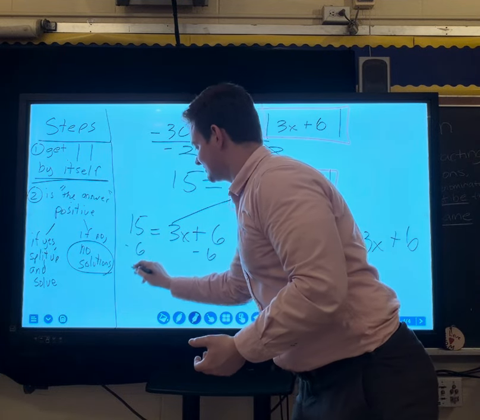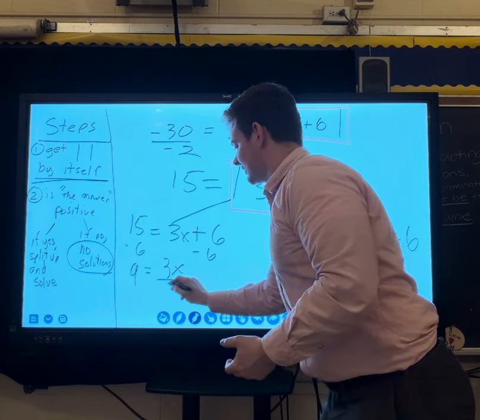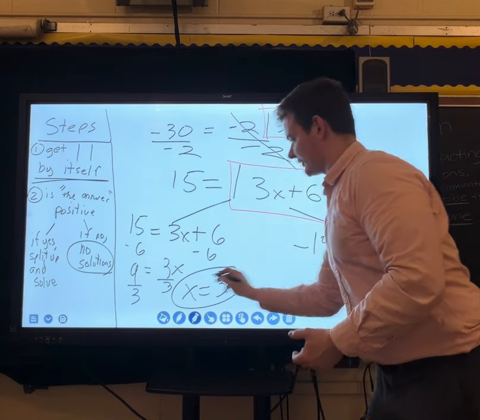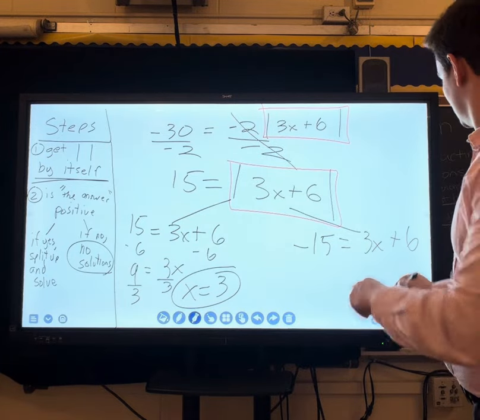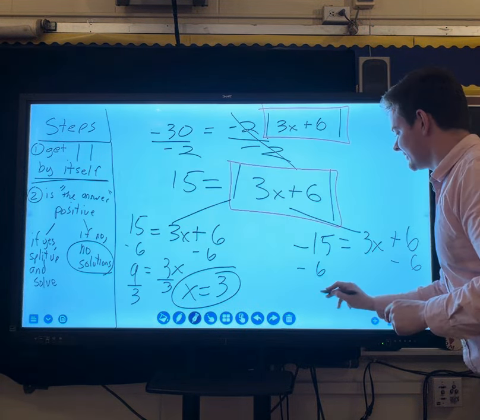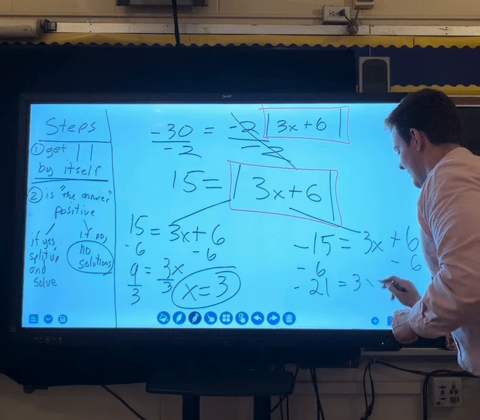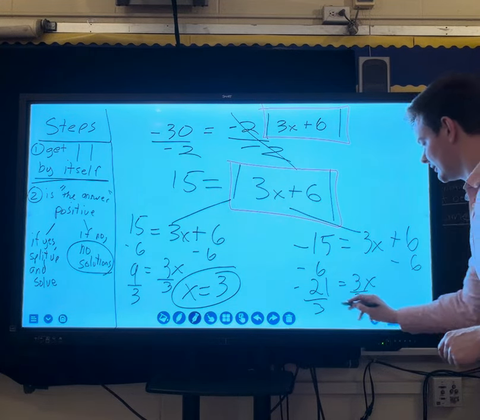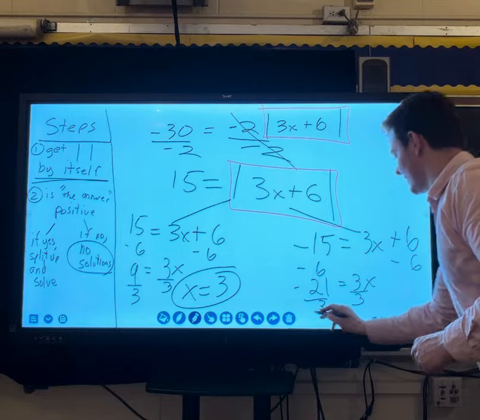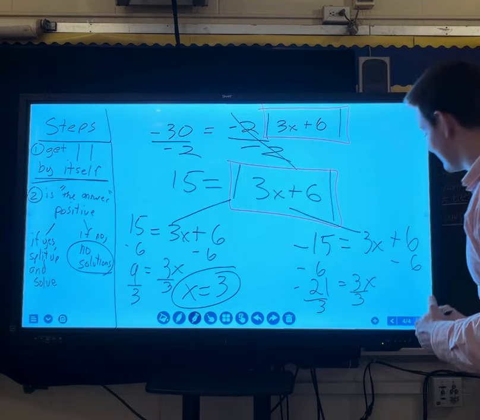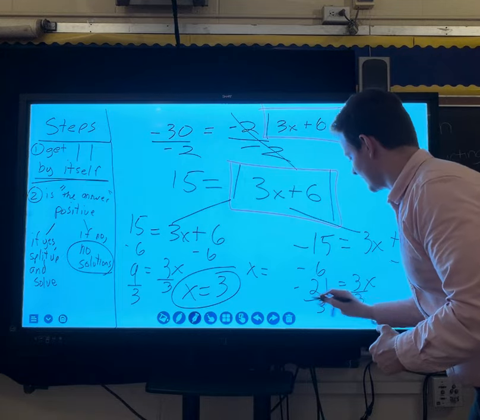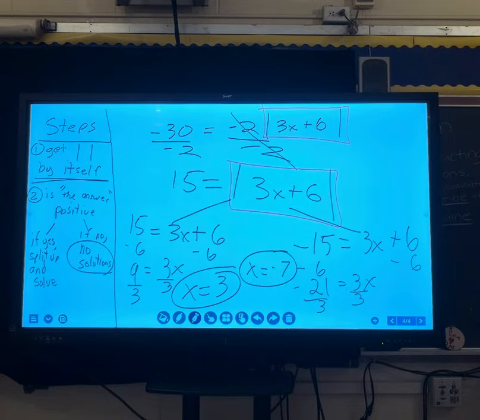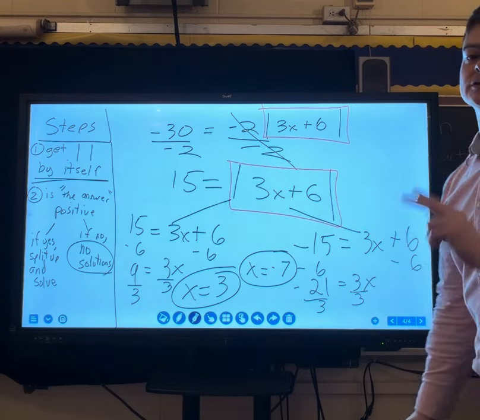Minus 6, 9 equals 3x. Divide by 3, x equals 3. That's just solving for x. Minus 6 here, negative 21 equals 3x. To get rid of the 3 in front, I divide by 3, and 21 divided by 3, that's 7. And it's 1 negative, 1 positive, so it's negative 7. Those are my 2 answers there.